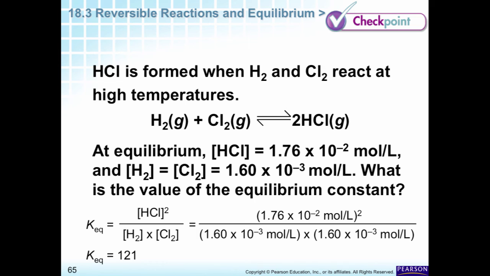How'd you do? All right, did you do this? Did you raise the HCl as a product in the numerator to the second power? What about your H2 and Cl2? Did they make sense to be your reactants? They belong on the bottom. Okay, we know all the values. We just plug them in, and there we go. We get an answer of 121.